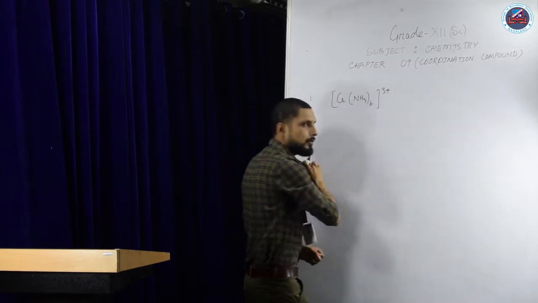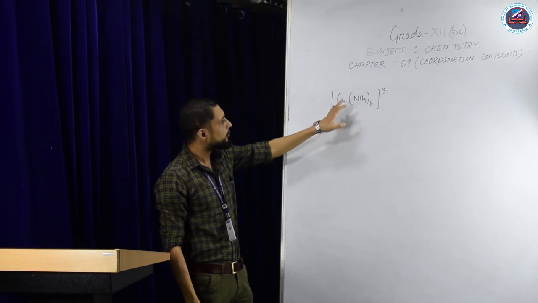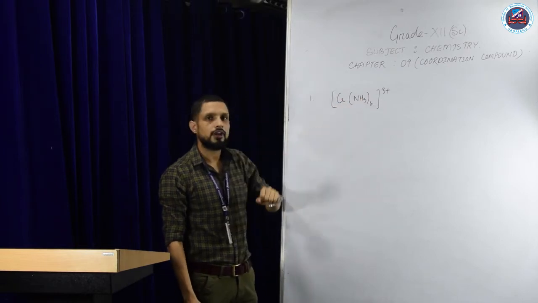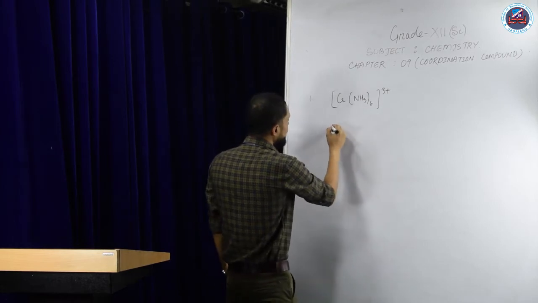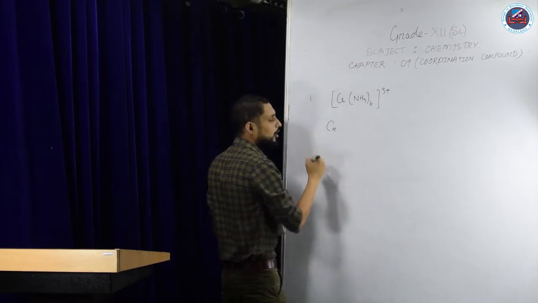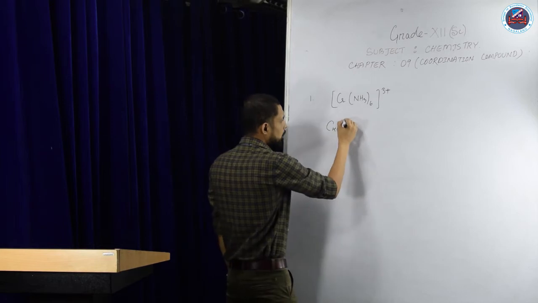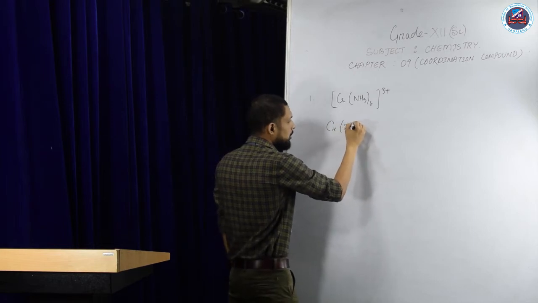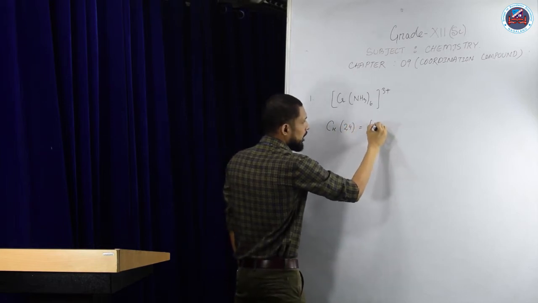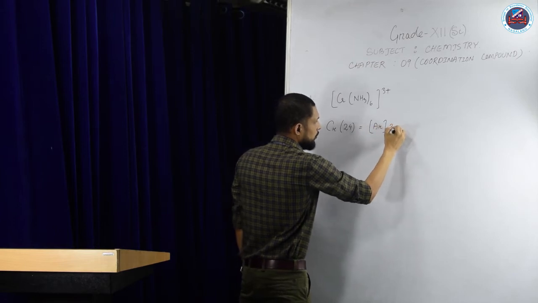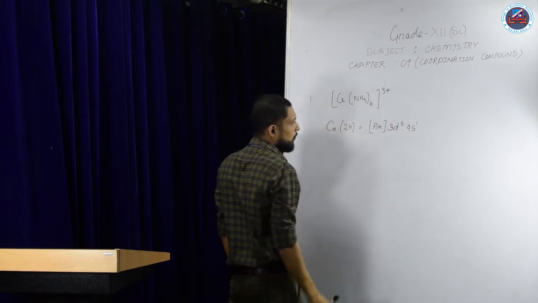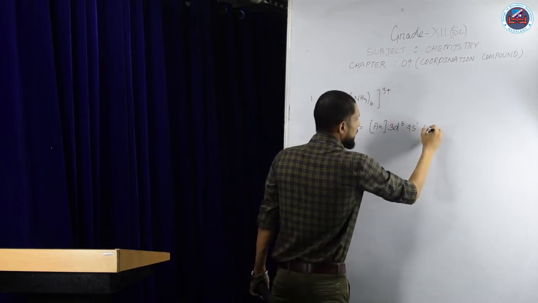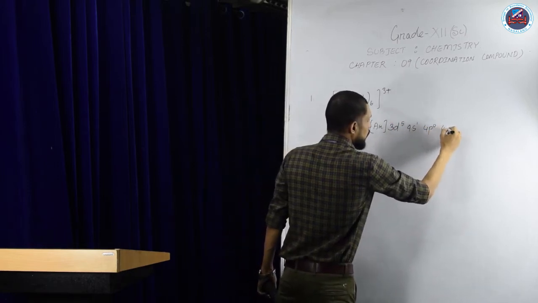So the first example which I'm going to take is Cr(NH3)6 3+. First you write down the electronic configuration of chromium. Chromium's atomic number is 24. Electronic configuration is argon 3d5, 4s1, 4p0, 4d0.